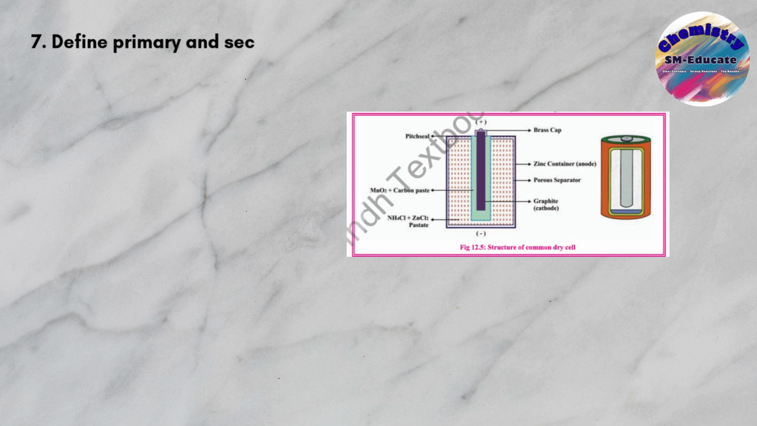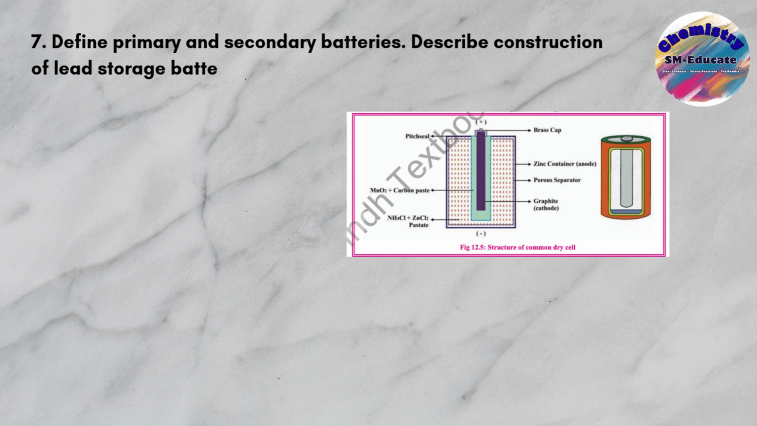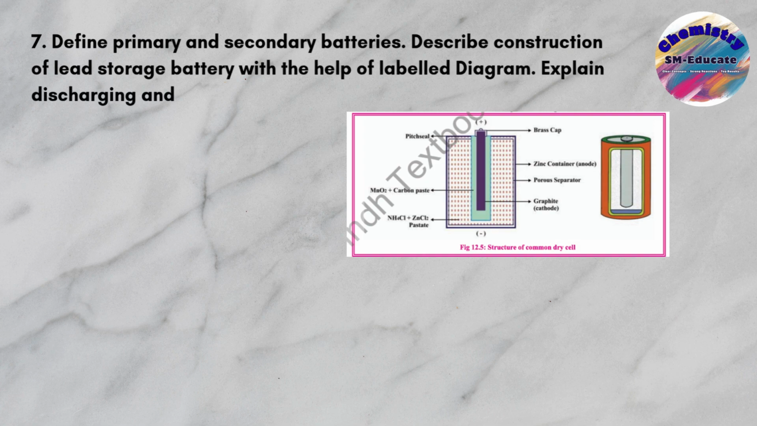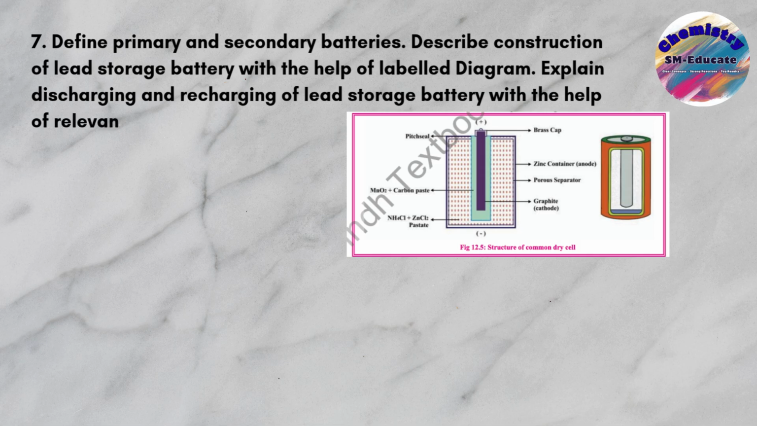Question 7. Define primary and secondary batteries. Describe the construction of a lead storage battery with the help of a labeled diagram. Explain discharging and recharging of the lead storage battery with the help of relevant chemical equations.